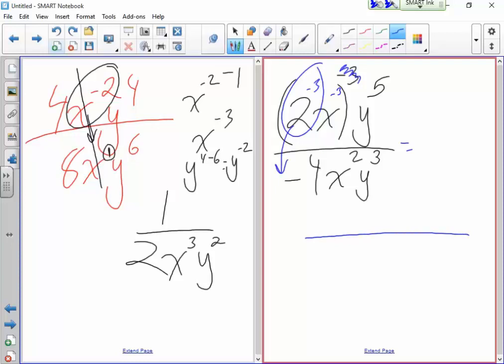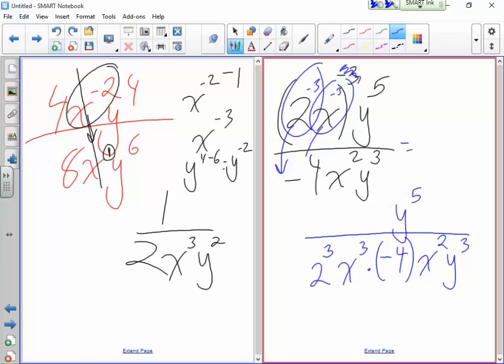So I've got 2 to the what? 2 to the positive third. And I've got an x to the positive third. All right, and that's multiplying times a negative 4. And then I've got an x to the second, or x squared, and a y to the third, and up to the top I've got y to the fifth. Wow, that looks messy.